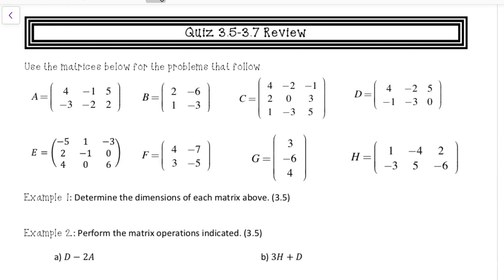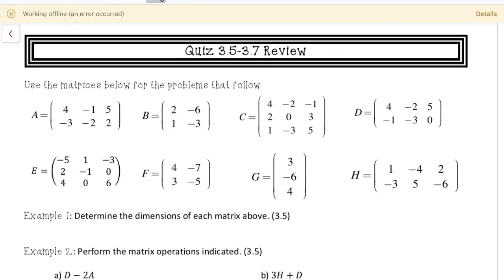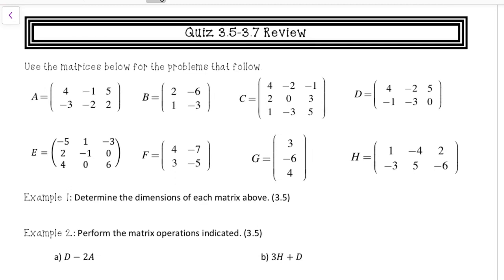So first we have example 1, determine the dimensions of each matrix above. This is the only problem where we're going to do all of it together because we need it in order to be able to answer the following problems. Remember that when we give dimensions, that's the number of rows by the number of columns. So in our first matrix A, we have 2 rows and 3 columns. So the dimensions of matrix A are 2 by 3.